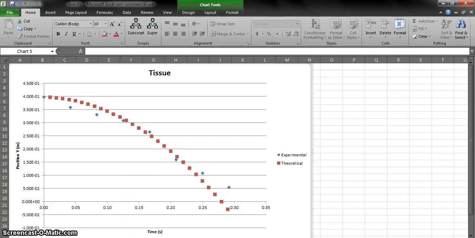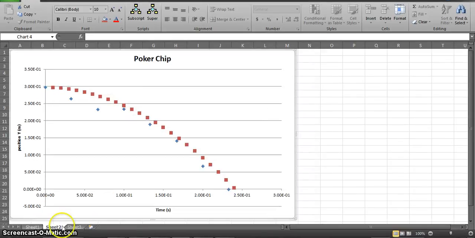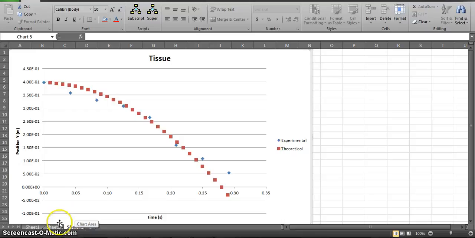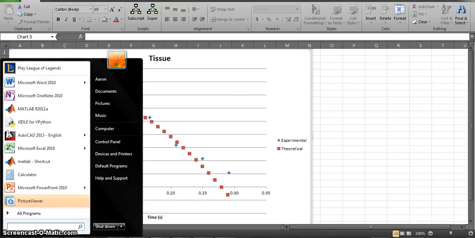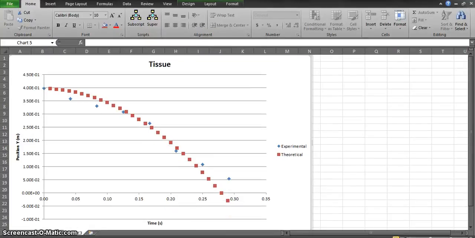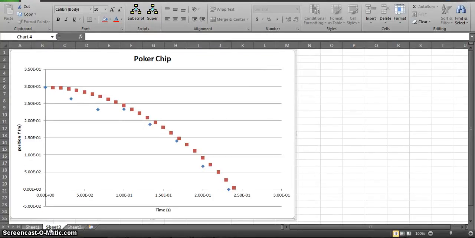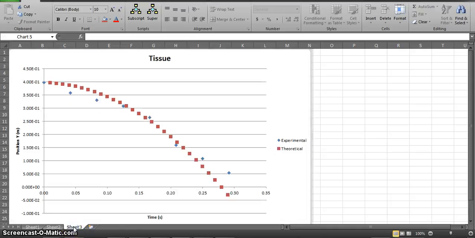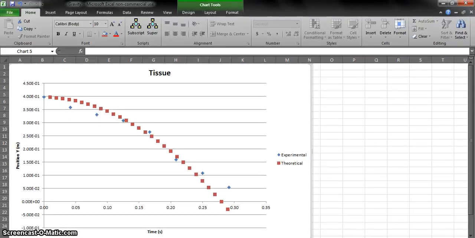In Excel, I made two different graphs, one of the poker chip and one of the tissue. Initially they both seemed kind of off, but that was fixed with the drag eventually. I was able to make these two charts by plugging in the data that I got from the tracker software, which was the time data, which made up the x-axis, as well as the position within the video, which made up the y-axis. So again, here are the poker chip and tissue position versus time graphs.